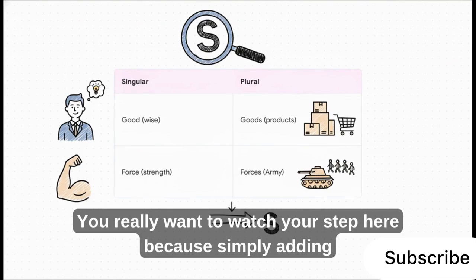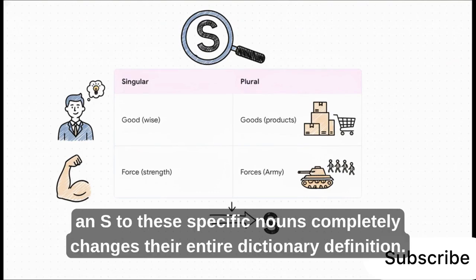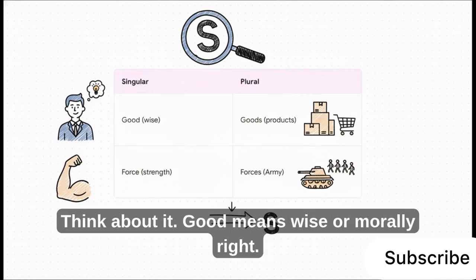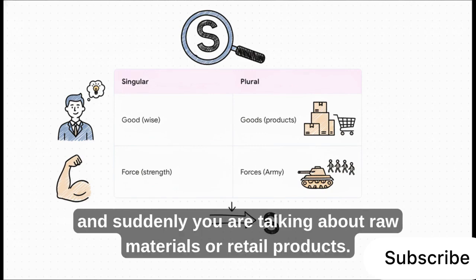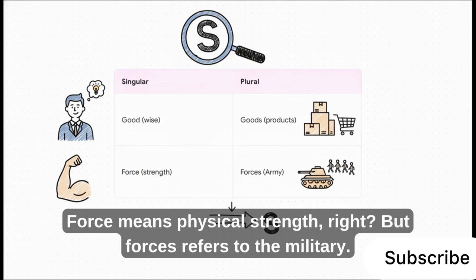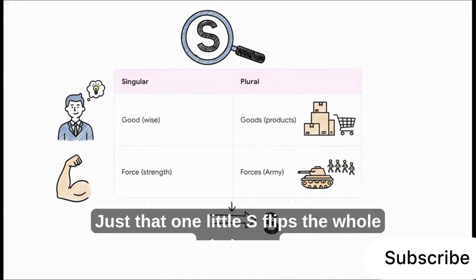You really want to watch your step here because simply adding an S to these specific nouns completely changes their entire dictionary definition. Think about it. Good means wise or morally right. But add an S to make it goods, and suddenly you are talking about raw materials or retail products. Force means physical strength, right? But forces refers to the military. Just that one little S flips the whole shebang.